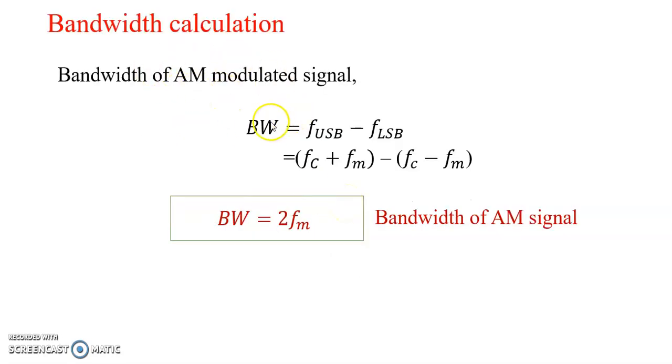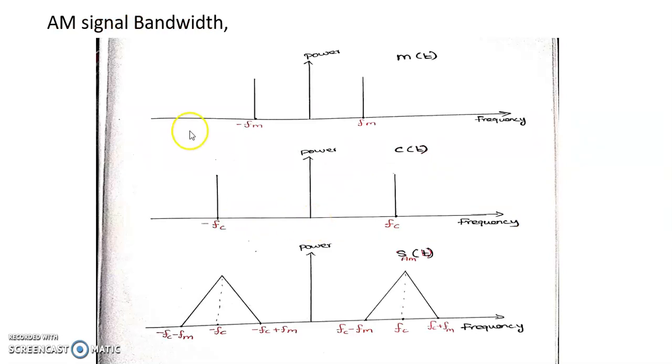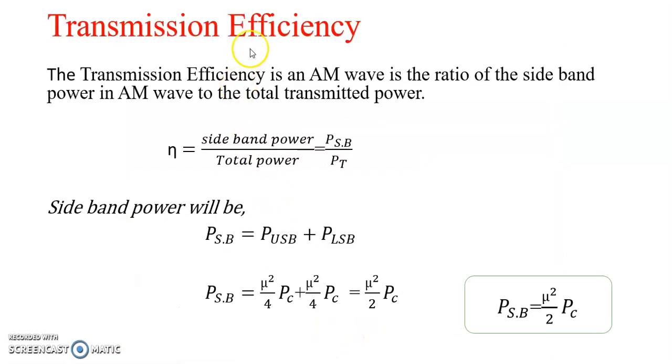Next is bandwidth. So bandwidth of AM signal is equal to upper sideband minus lower sideband. Upper sideband is FC plus FM, lower sideband is FC minus FM. So cancelling, we'll get bandwidth is equal to 2 into FM. Next one is frequency representation of AM signal. Here first is m of t having the frequency FM. Next c of t having the frequency FC. Next the amplitude modulated signal having the center frequency FC and upper sideband frequency FC plus FM and the lower sideband FC minus FM.